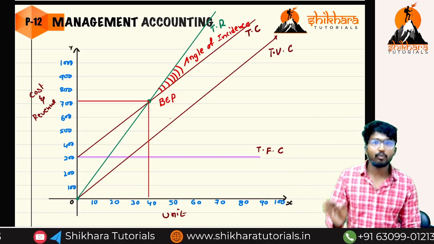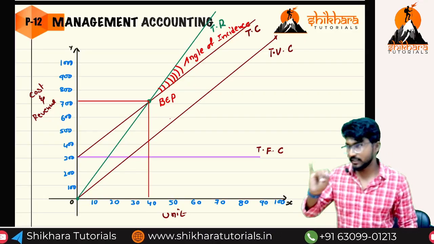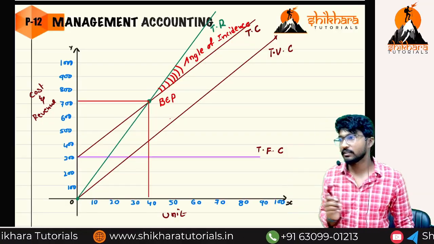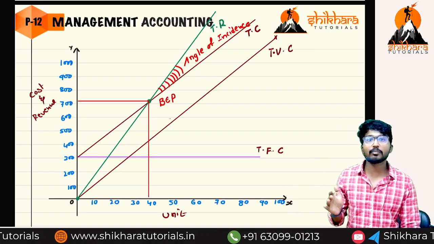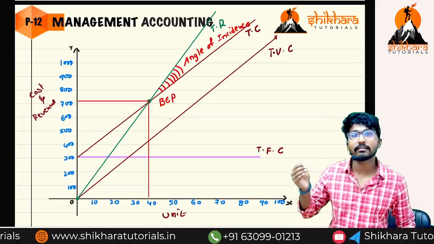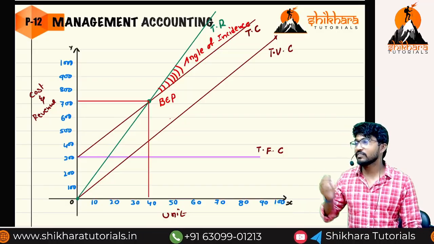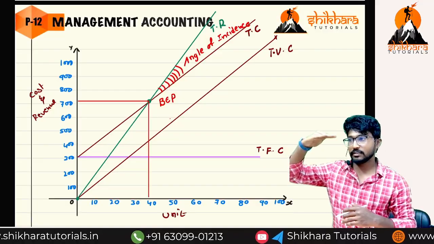Keep in mind, the break even point will change only when cost changes. If cost increases, break even point also increases. If cost decreases, break even point will also decrease. If selling price increases, break even point decreases. Why? Because if selling price increases, there is no change in the cost.